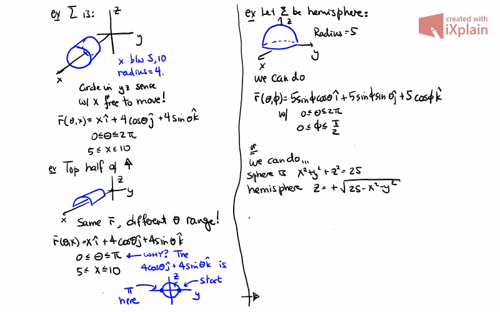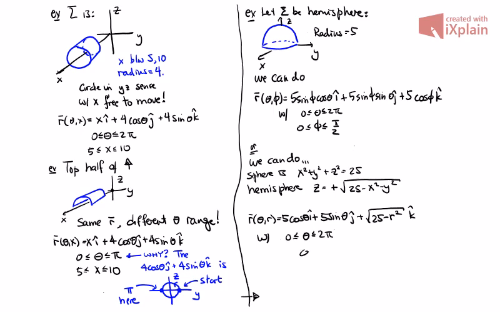So we can do theta and r. It's technically a disk of radius 5 in the xy direction. So 5 cosine theta i plus 5 sine theta j. And then here we would need this z function just above, but I need to plug in what we know about x and y. So this becomes the square root of 25 minus r squared k. And then this would be with theta between 0 and 2 pi.